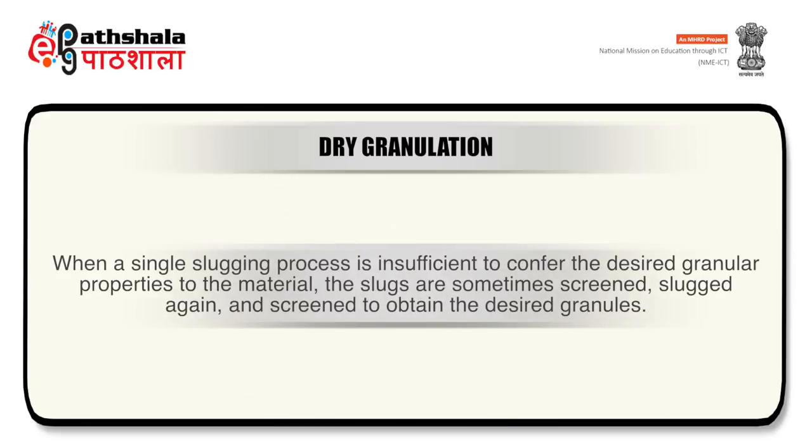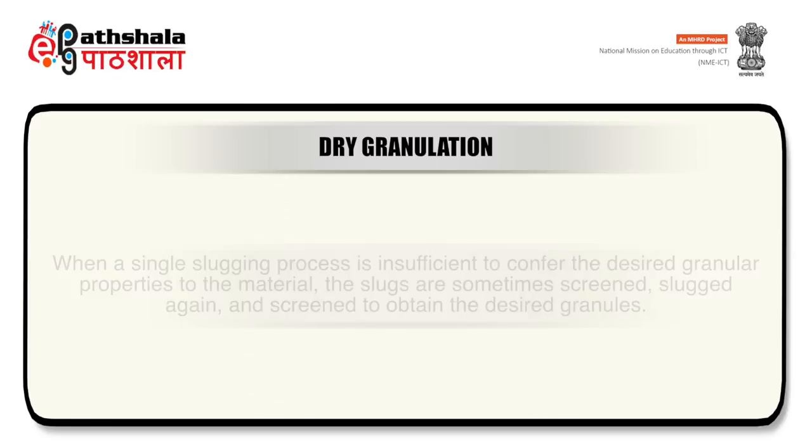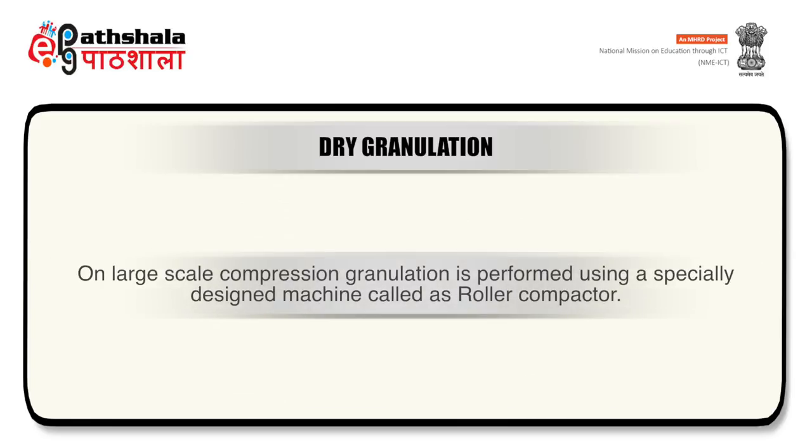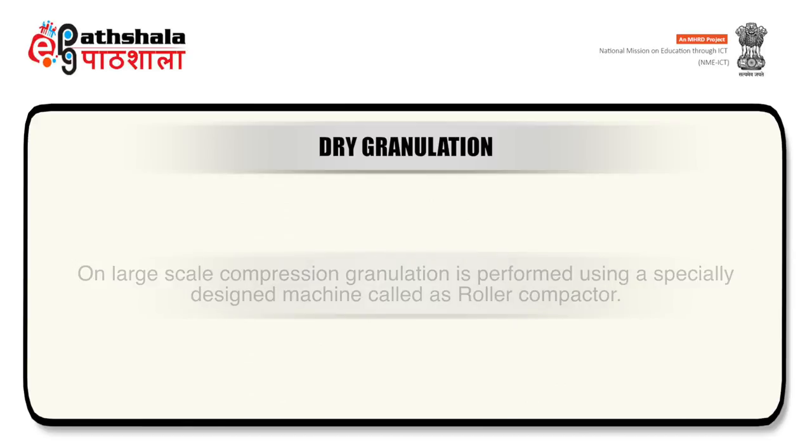When a single slugging process is insufficient to confer the desired granule properties to the material, the slugs are sometimes screened, slugged again, and screened again to obtain the desired granules. On a large scale, compression granulation is performed using a specially designed machine called a roller compactor.